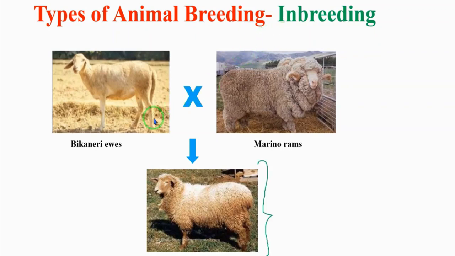Example: Canary ewes and Merino rams. The next generation is Hisardale sheep. When we cross these two sheep, Canary ewes and Merino rams, the next generation we get is Hisardale. Hisardale is a new breed of sheep developed in Punjab by crossing Canary ewes and Australian Merino rams.